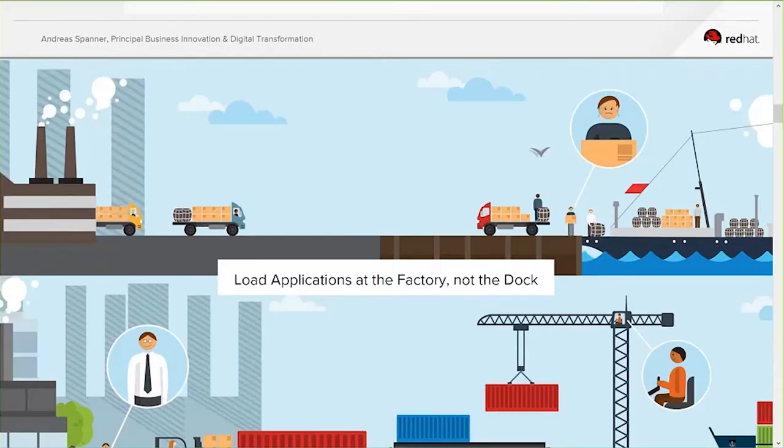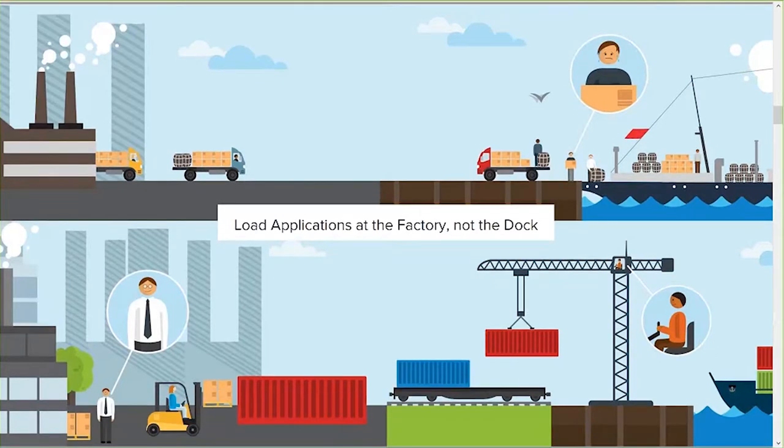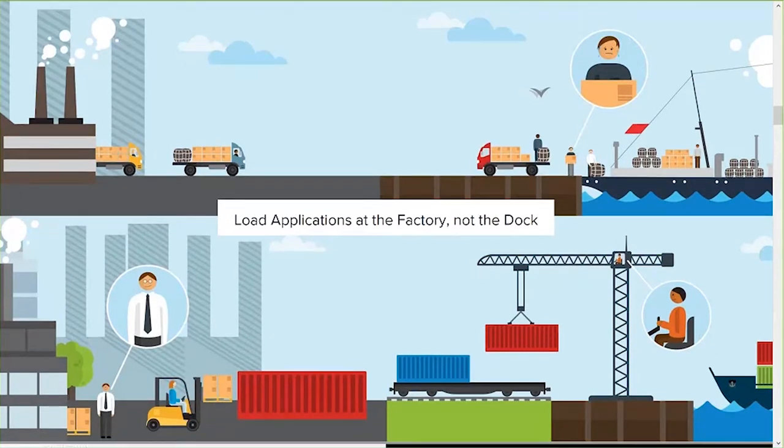Now back to the analogy of the loading dock. As I said earlier, you load the applications at the factory, not at the dock. And if you look at the upper area, you see how that poor guy who is loading the ship is sweating, right? Because he needs to manually load all those goods on the container ship, and he doesn't really know how to.